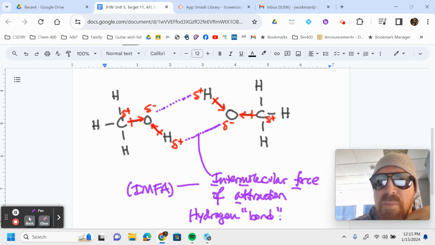Generally, we reserve the word bond for the intramolecular forces of attraction inside a molecule, so in between the bonded atoms. This is a particularly strong kind of intermolecular force. It's a special kind of dipole-dipole intermolecular attraction. It is technically also a dipole-dipole intermolecular attractive force, but it's a special kind called this hydrogen bond. And generally we see that when we see hydrogen bonded to oxygen in molecules. And those molecules end up being pretty good at hanging on to themselves.